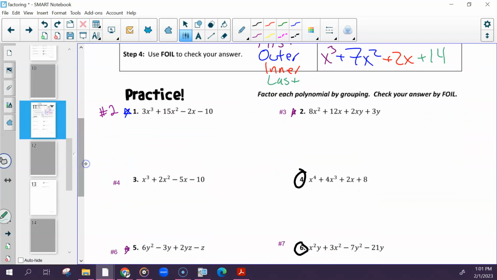So let's do another one. For number 1, start the process again. Split it down the middle. What would the GCF of the first two be? Wouldn't it be 3x squared? Now, remember this dividing piece that I'm doing right here, you don't have to show this work, but if it helps you see what's left, do it.